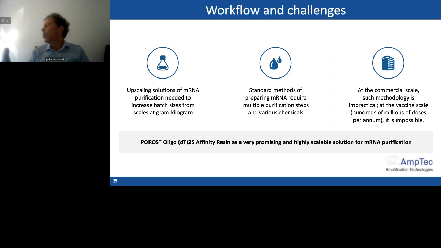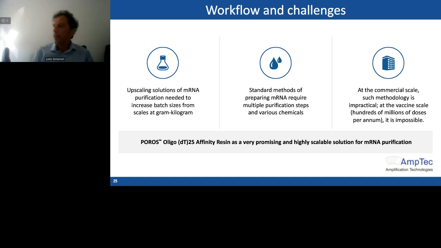And at the commercial scale, such methodology on the vaccine scale, where we have really hundreds of millions of doses per annum, seems to be possible. So therefore, we are really very, very happy about our collaboration with Thermo Fisher, because we started our collaboration now half a year ago, or something even longer.